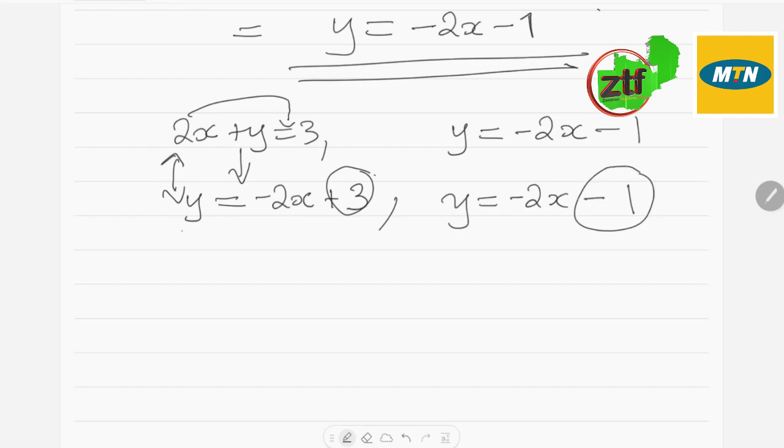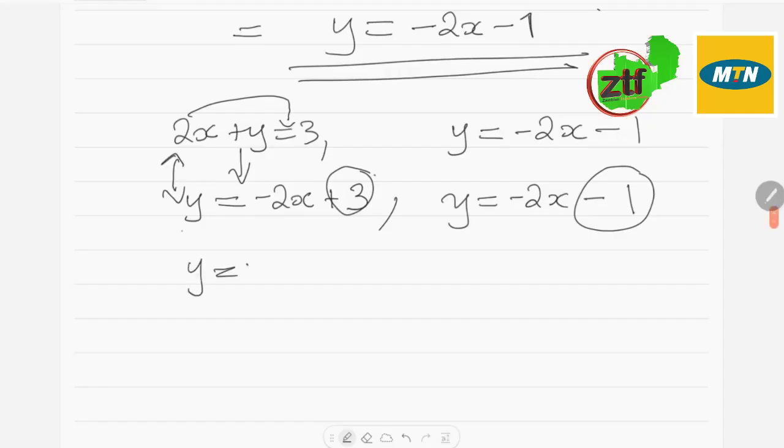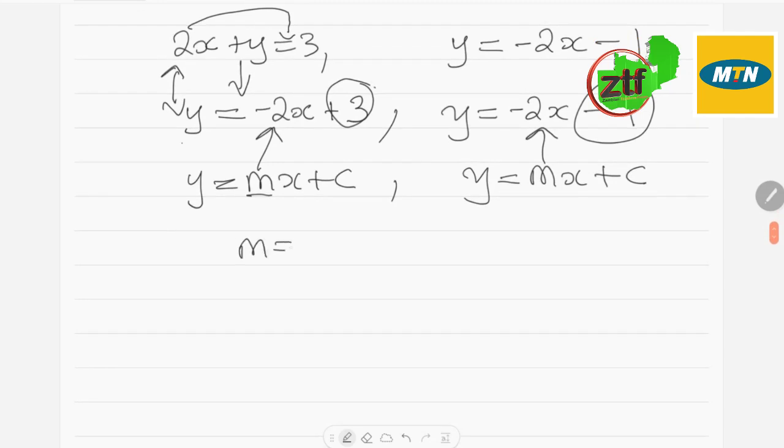But we have ascertained that parallel lines have equal gradients. What is the gradient of this line? Let's get back to the basic standard form of writing an equation of a straight line. We write it as y equals mx plus c. We can also do the same this side, y equals mx plus c. This m represents the gradient. So what is the gradient in this case? It is -2. And what is the gradient in that case? It's also -2. So that satisfies our working to say parallel lines have equal gradients.